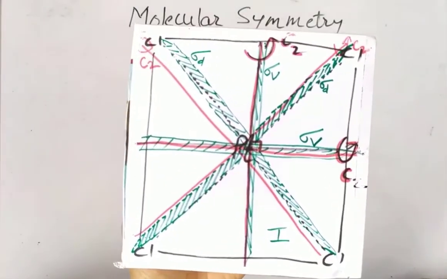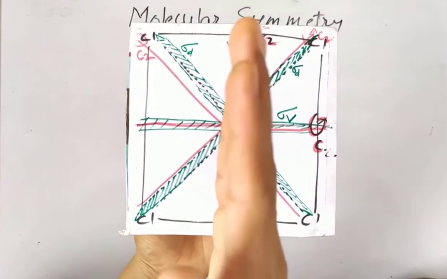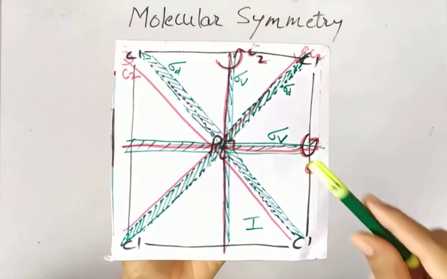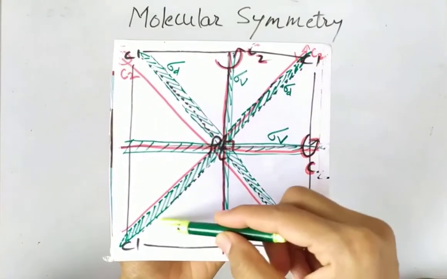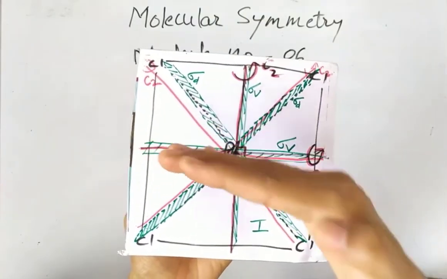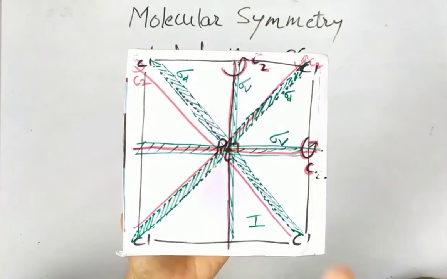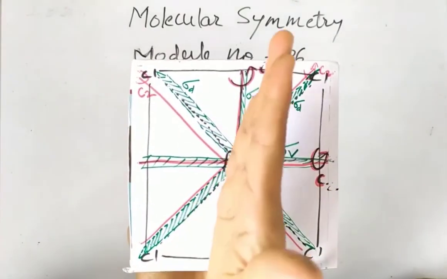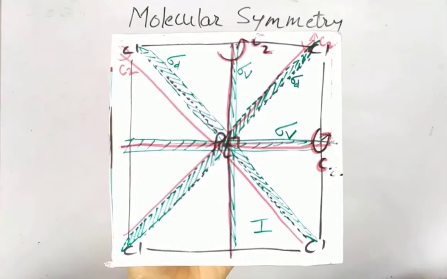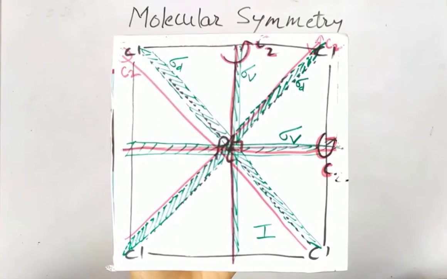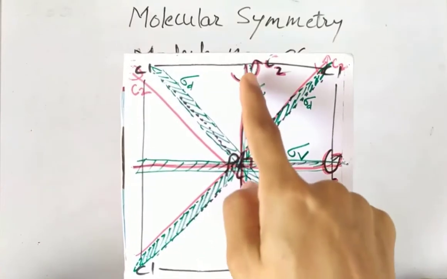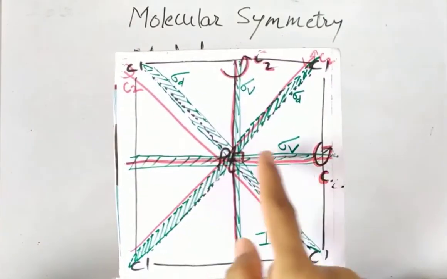Already I have told you that from the places where we can pass the C2, from the same place we get the plane also. So by using these green lines I have tried to draw the planes. This is the first plane, second plane, third plane and fourth plane. All these 4 planes are parallel to the principal axis, hence they are called vertical mirror planes. But among the 4 vertical mirror planes, any 2 planes are bisecting 2 perpendicular C2 axes.